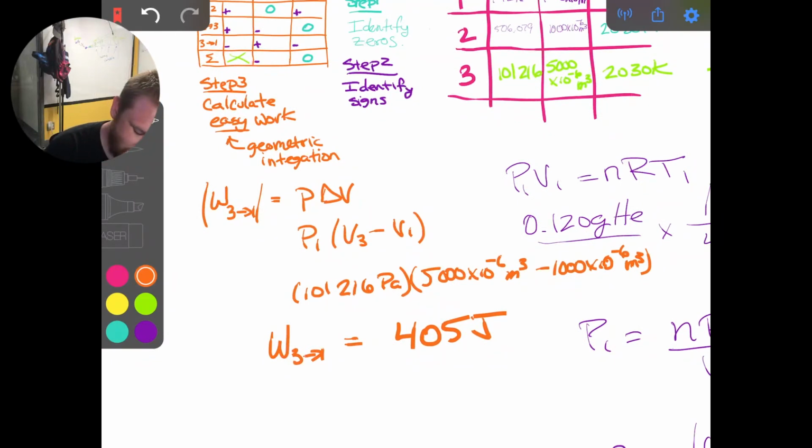But really, delta V should be V final minus V initial, so I should have done this as V1 minus V3, and then we should have had a minus sign out in front because the work is minus the area under the curve. But you see, by breaking it into two steps, sign first and then magnitude, we avoid a lot of pitfalls in terms of ordering the states in the wrong order. Like I did here, I did V initial minus V final.